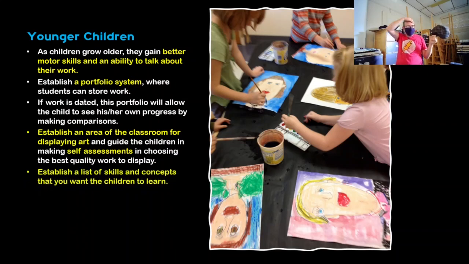And you want to establish a list of skills and concepts that you want the children to learn. Skills. You want them to be able to hold a paintbrush right and be able to flick their wrist in certain ways and make circles or lines. Concepts. You want them to understand things like symmetry or mixing colors or rhythm and balance. Those are things that can be talked about at this point. Repetition.